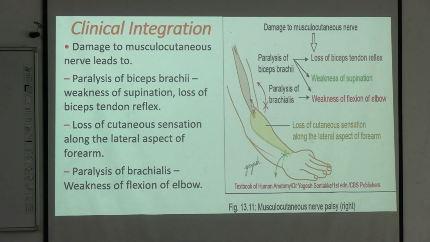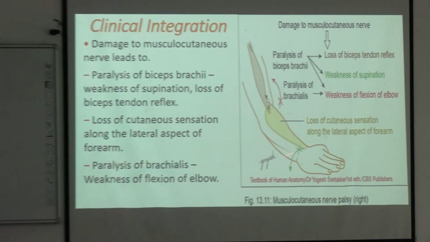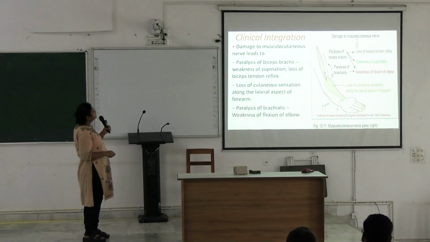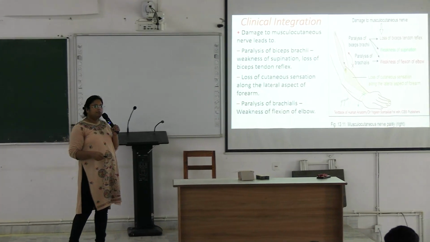Damage to the musculocutaneous nerve will lead to paralysis of biceps brachii. There will be weakness of supination and loss of the biceps tendon reflex, loss of cutaneous sensation along the lateral aspect of the forearm, and paralysis of the brachialis muscle will lead to weakness of flexion of the elbow.